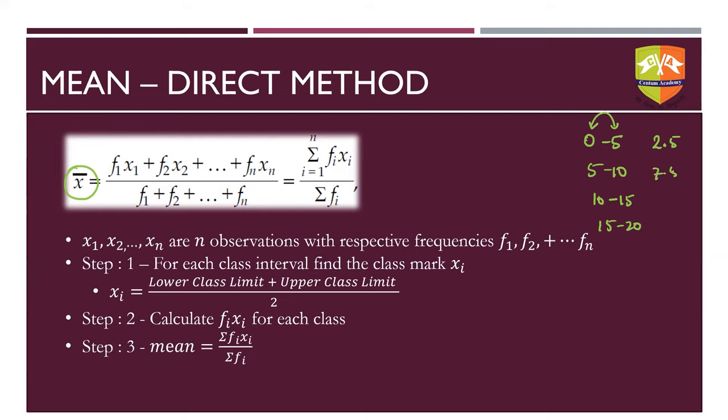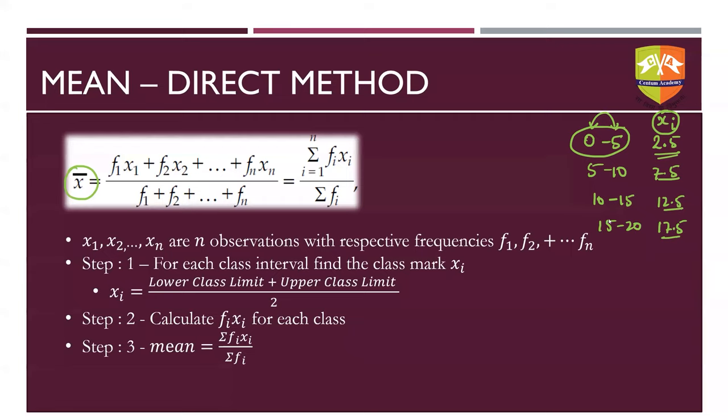Similarly here, this will be 7.5. This is nothing but my Xi. This is 12.5 and this is 17.5 and like that. What does this mean? It means that 2.5 represents the entire class, whether it is 1, 4, 3, 2.7 or 2.9, whatever number between 0 to 5, it will be represented by one number called 2.5. So this is the class mark: 2.5, 7.5, 12.5. Every class will have a different class mark, and that's how you will find out your Xi's.